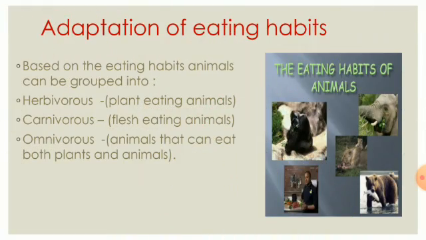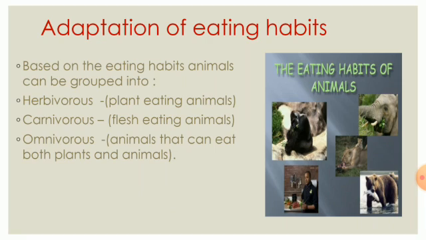The next thing is about adaptation of eating habits. Based on the eating habits, animals can be grouped into three types. The first type is herbivorous, carnivorous, and omnivorous. So herbivorous or plant-eating animals. They are pure vegetarians. Even in human beings, we classify people as being vegetarians and non-vegetarians, right?